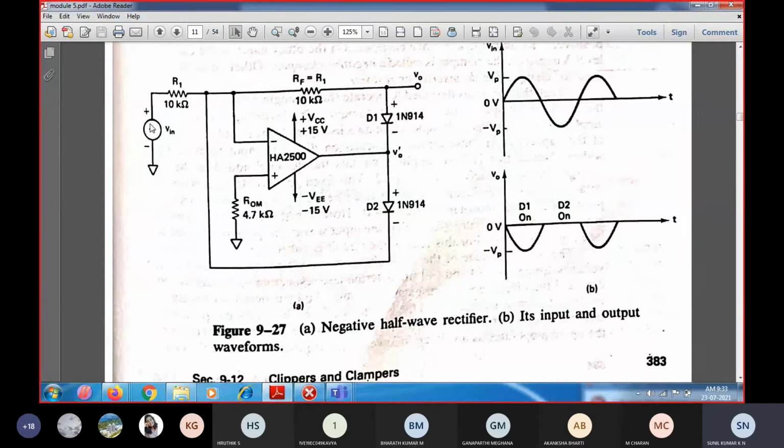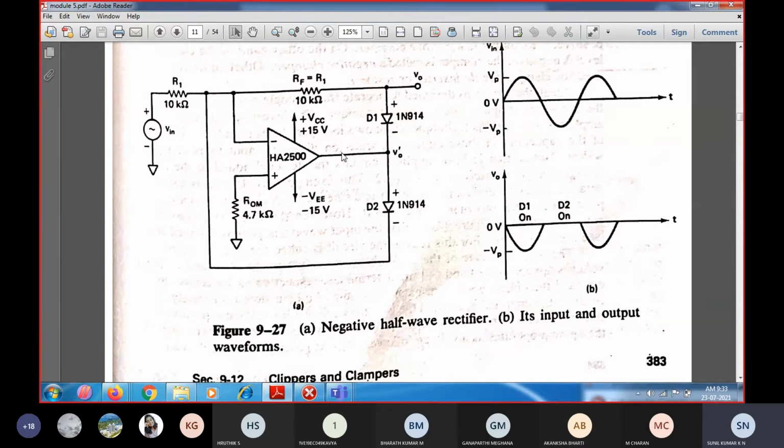Any input signal, if it is connected to the inverting terminal, then the output will be 180 degrees out of phase with respect to the input signal, and hence during the positive half cycle of the input, the output will be negative going. So if the input is positive going, then the output is going to be negative going, so V naught dash.